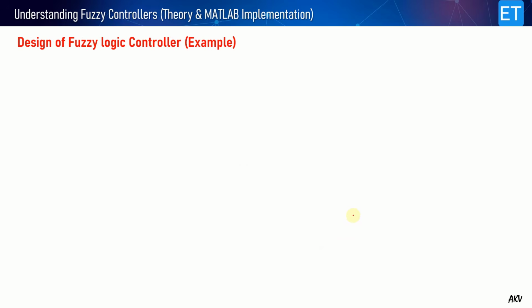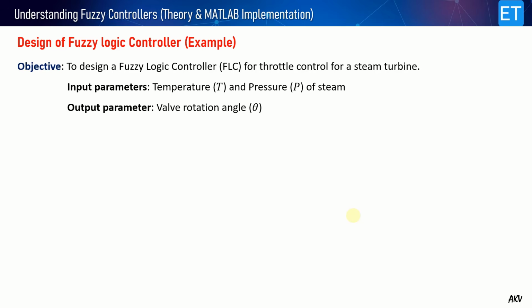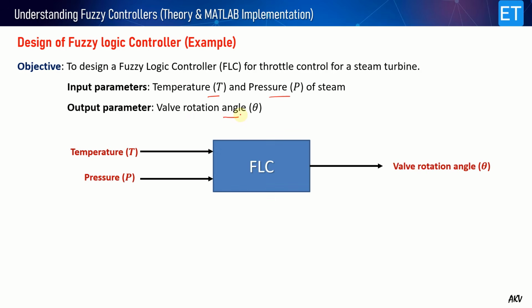Now let's see an example of how we can design a fuzzy logic controller for a certain application. Our objective is to design a fuzzy logic controller for the throttle control of a steam turbine. Here the inputs are the temperature T and pressure P of the steam, and the output is the rotation of the valve, that is the rotation angle theta. This is your controller, the FLC, with inputs temperature and pressure, and the output valve rotation angle theta.